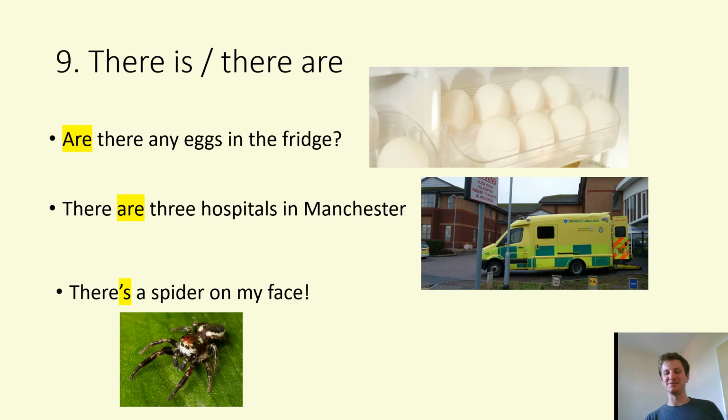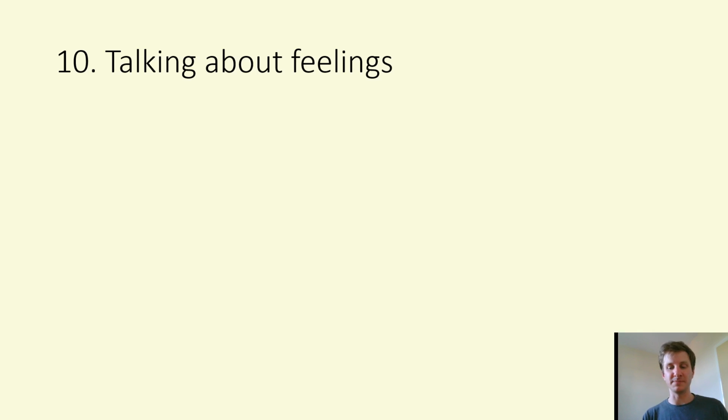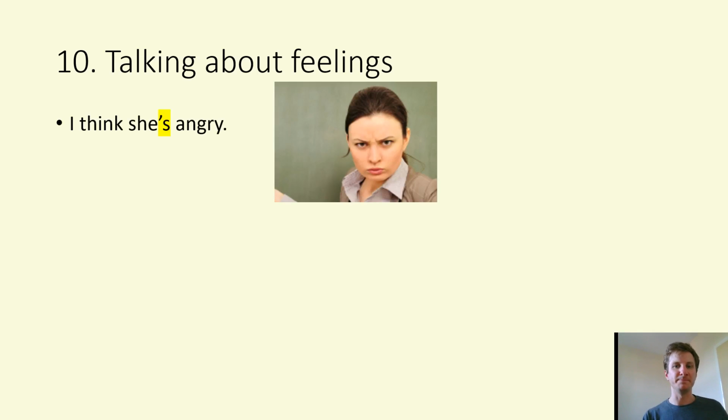Okay, so number 10, final way that we can use the be verb is to talk about feelings. So I think she's angry. Angry is her feeling, so we use the be verb is. I think she's angry. How are you? When I say how are you, I'm asking you about your feelings. How do you feel right now? How are you? And you usually answer, I'm fine, I'm okay, I'm great.